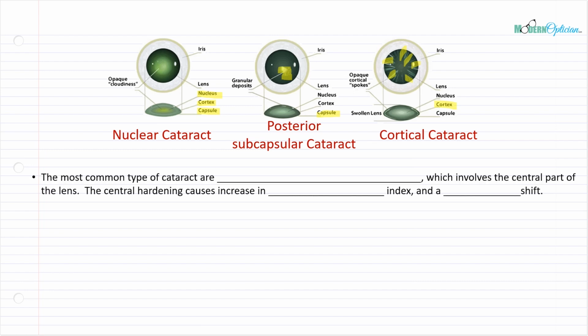The most common type of cataracts are nuclear cataracts, which we just talked about, which involve the central part of the lens. The central hardening causes an increase in refractive index and a myopic shift. So you're going to see patients a lot of the time who have pretty stable prescriptions throughout the majority of their life, and then later in life start to become more and more myopic. Myopic patients will end up with stronger myopic prescriptions, and hyperopic patients will start to venture in the other direction. You can have someone who might be a +3, and they've been a +3 for the longest time. Now all of a sudden, a couple of years later, they're down to a +2.